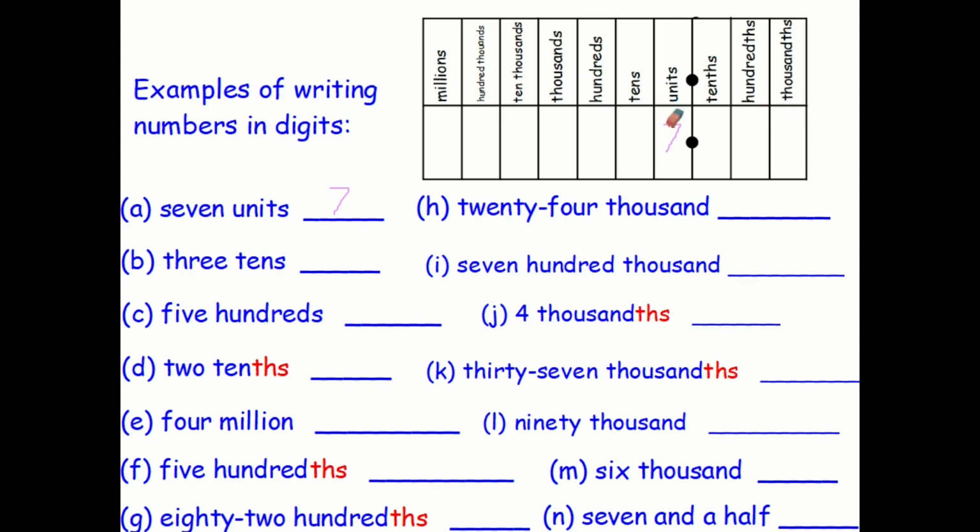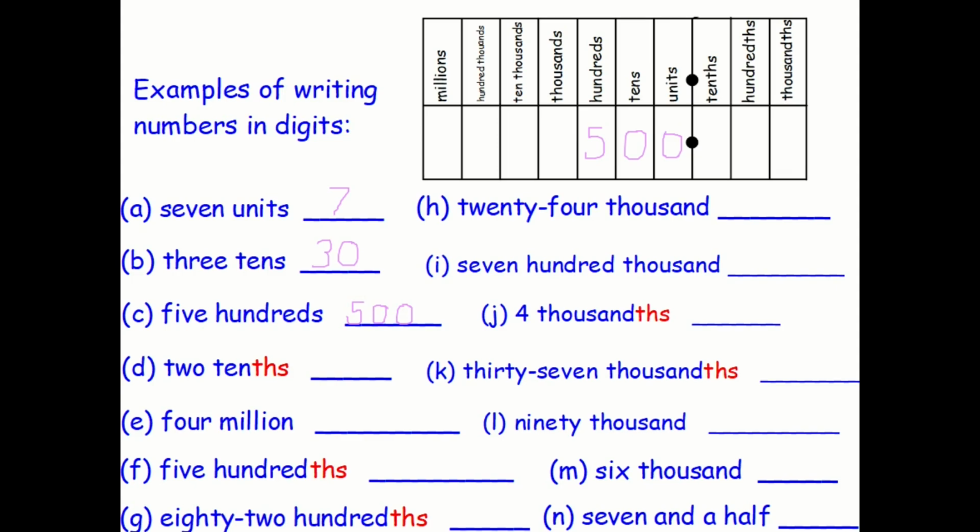3 tens. Well, if I've got 3 tens, I'm going to be putting a 3 in the tens column. But of course you don't see it like that. You would put a 0 there, and 3 tens is the same as saying 30. Okay, C, 5 hundreds. So I'm going to put 5 in the hundreds column. But of course, to finish off this number, you would put zeros in here to hold a place value. So 5 hundreds, 500.